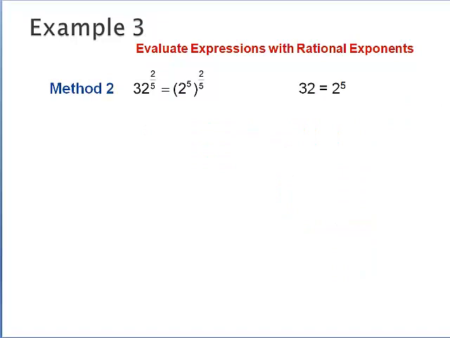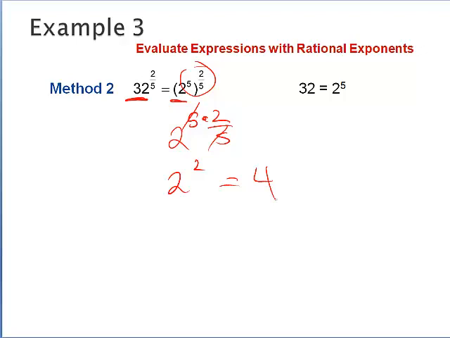The other way to do this is to leave it in the rational form, change 32 to be 2 to the 5th, multiply these together, so we end up getting, those cancel, so we get 2 squared, which is equal to 4. So we get the exact same answer. So one is just staying within the rational exponent form, the other one is changing to a radical.